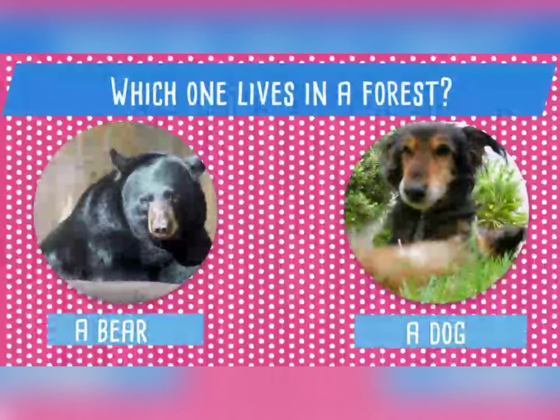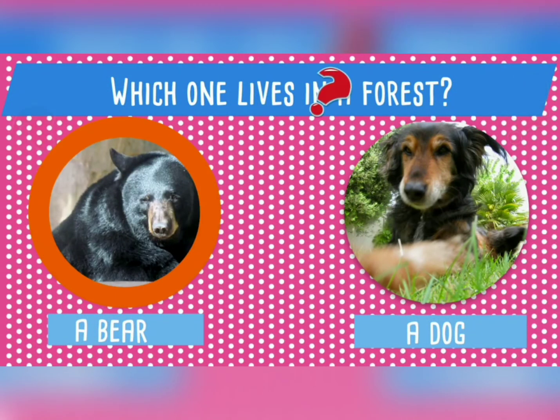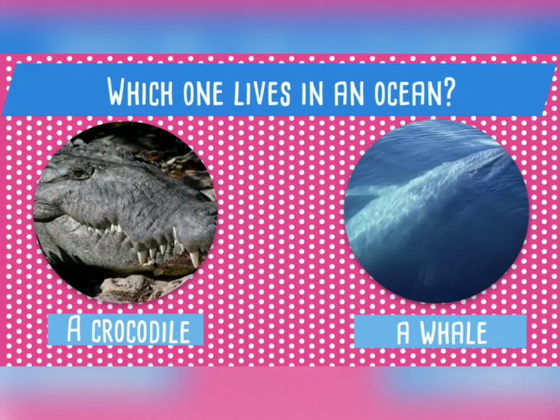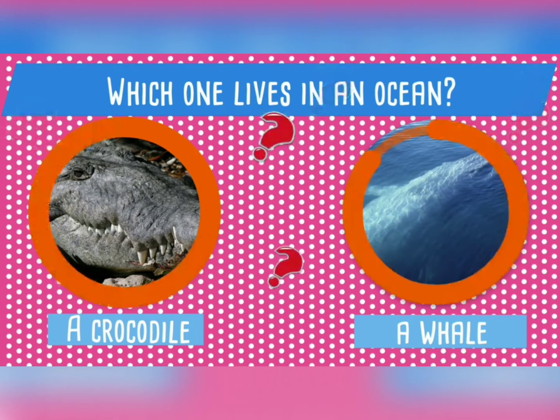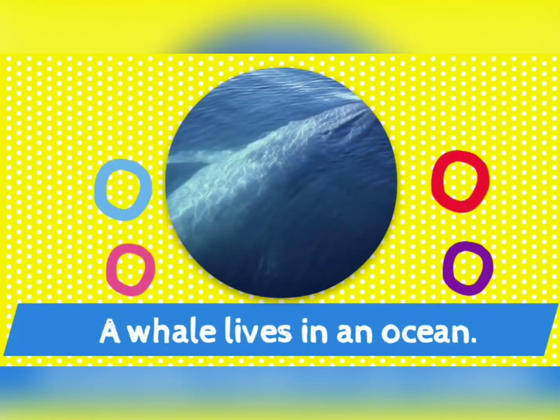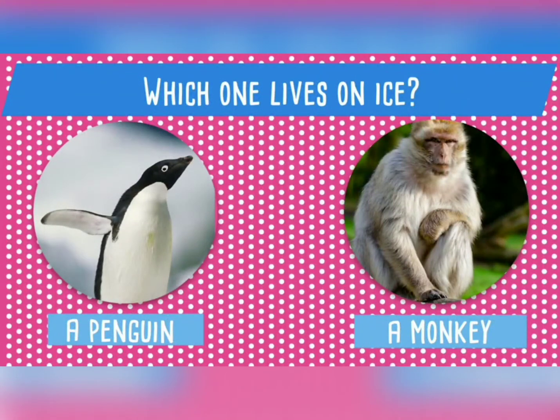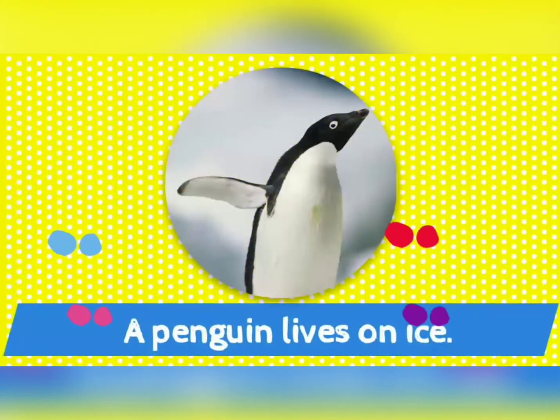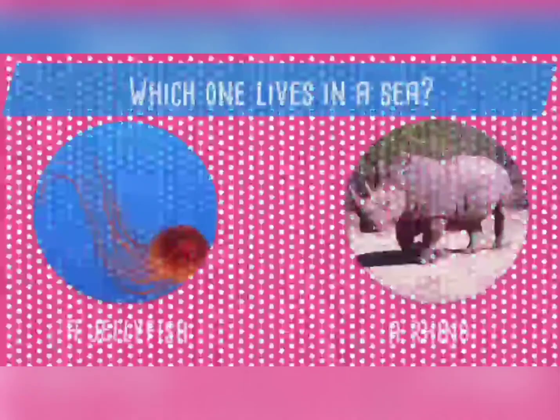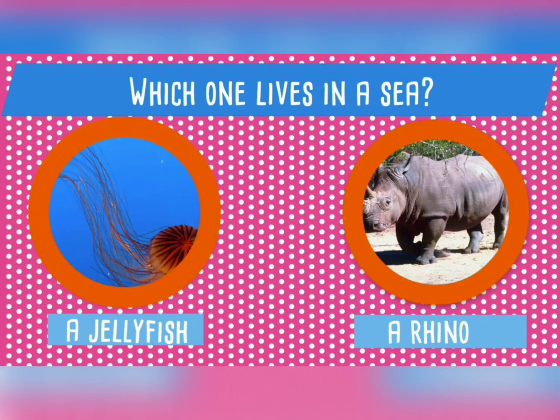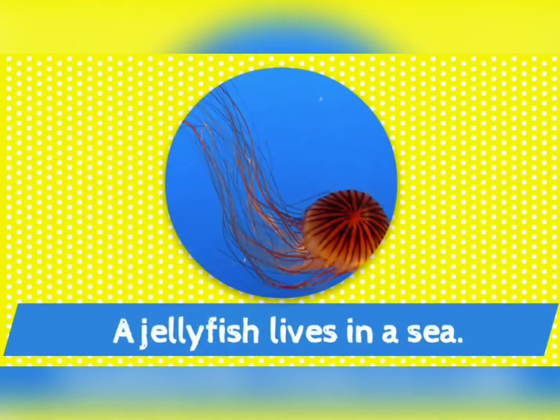Amazing! Which one lives in a forest? A bear or a dog? Yes, a bear lives in a forest. Fantastic! Which one lives in an ocean? A crocodile or a whale? Yes, a whale lives in an ocean. Amazing! Which one lives on ice? A penguin or a monkey? Yes, a penguin lives on ice. Amazing! Which one lives in a sea? A jellyfish or a rhino? Yes, a jellyfish lives in a sea.